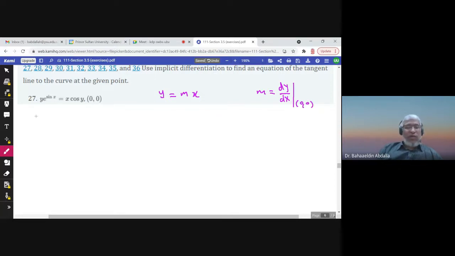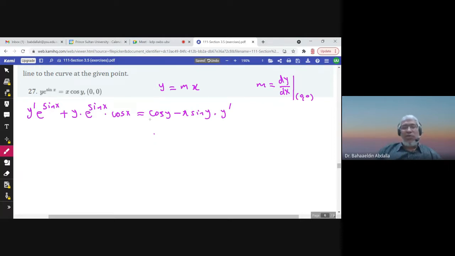Well, the derivative of the left hand side, a product: the derivative of y is y prime times e to the power sine x, plus y times the derivative of e to the power sine x, which is e to the power sine x times the derivative of sine x, cosine x. Equals, also a product here: the derivative of x is 1 times cosine y, plus x times the derivative of cosine y, which is minus. That's why I kept the minus here. So negative sine y times y prime.